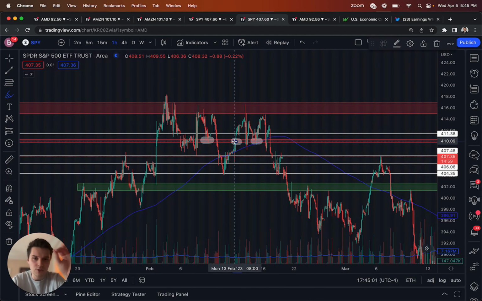There are reactions off this level. This is what matters to me. There are reactions, and there are very little invalidations. You can see there's a little bit of choppiness over here, but everything around this 410 level is very clean. And remember, when I'm trading SPY, I'm trading with psychological levels.